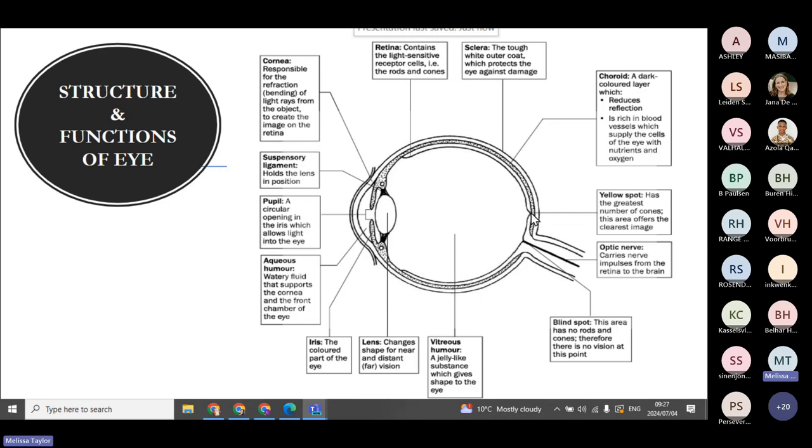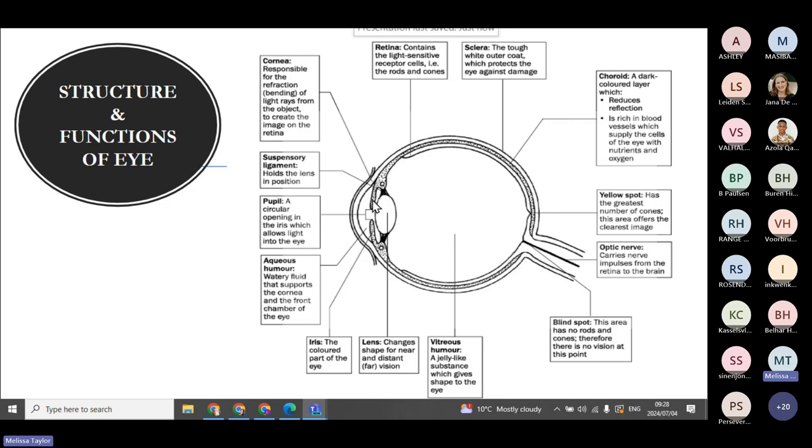Just a little note, which sometimes comes up in application questions: animals that are nocturnal, that see in the dark, have more rods than cones, because that helps them see the difference between light and dark. Then in the front part of the eye we've got our lens. Our lens is transparent and it refracts, which means it bends the light so that it will land on the retina.